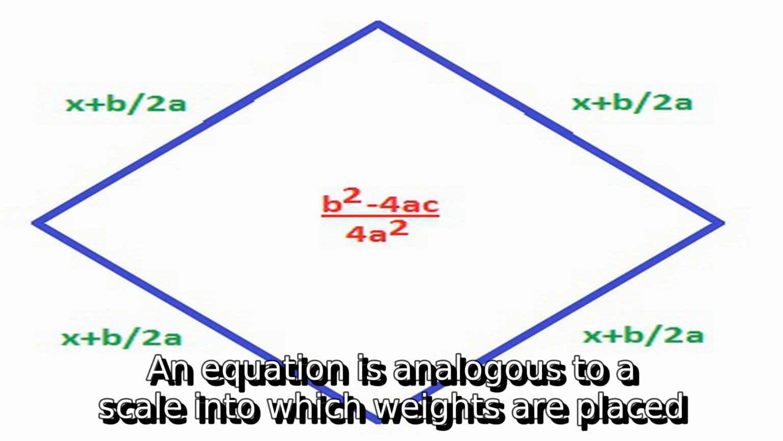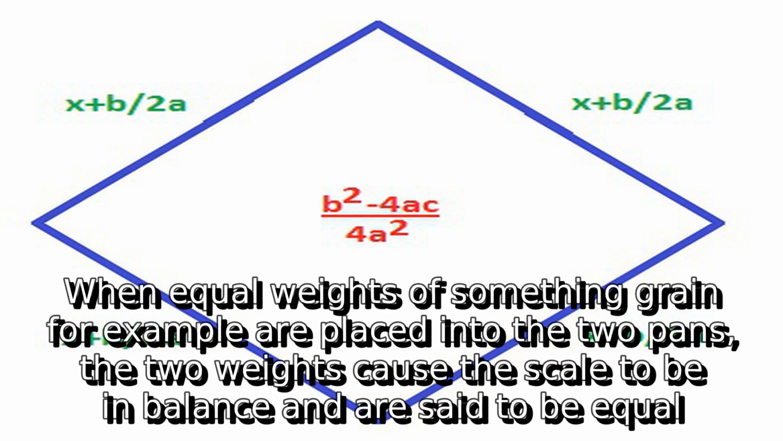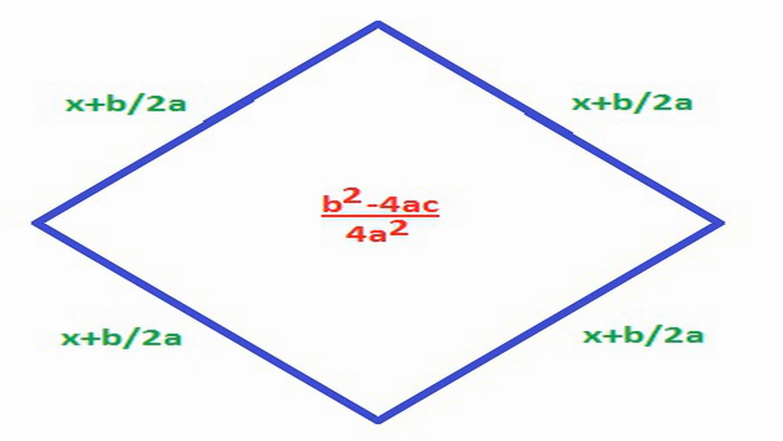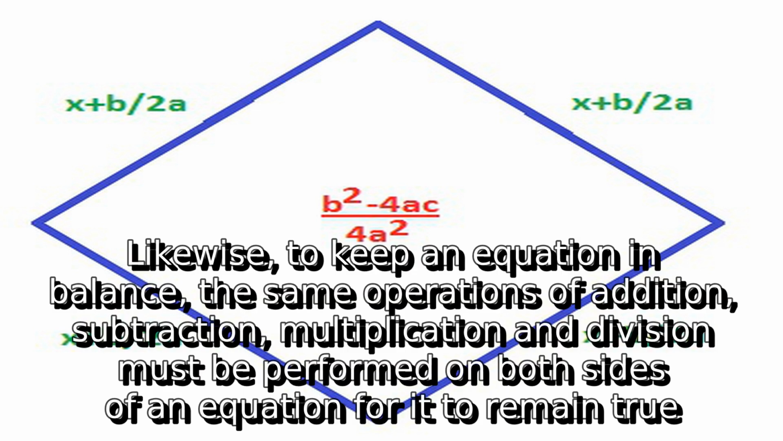An equation is analogous to a scale into which weights are placed. When equal weights of something, grain for example, are placed into the two pans, the two weights cause the scale to be in balance and are said to be equal. If a quantity of grain is removed from one pan of the balance, an equal amount of grain must be removed from the other pan to keep the scale in balance. Likewise, to keep an equation in balance, the same operations of addition, subtraction, multiplication and division must be performed on both sides of an equation for it to remain true.